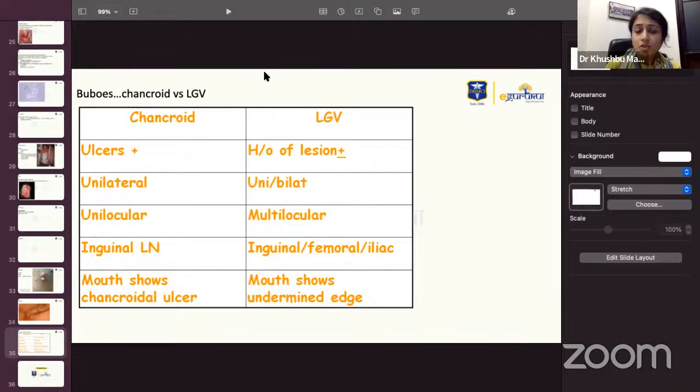And try to read each STD in detail. But in the end, when you have to revise, I think this is a good quick revision kind of a lecture that you can see. And with this, I think you'll be able to answer most of your STD questions.